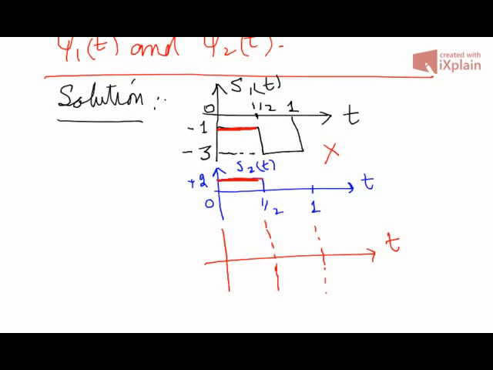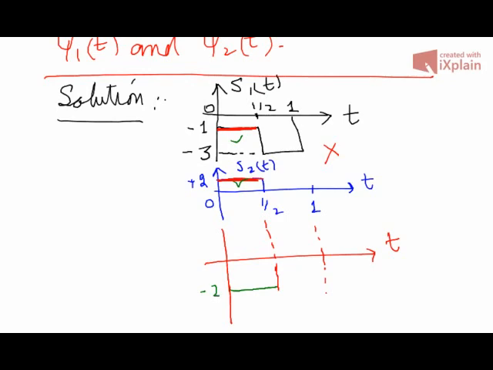So I would like to draw this -2. Let me extend this line a little bit, and choose a different color, green. -1 multiplied by +2 from 0 to half gives me -2. So this is -2.